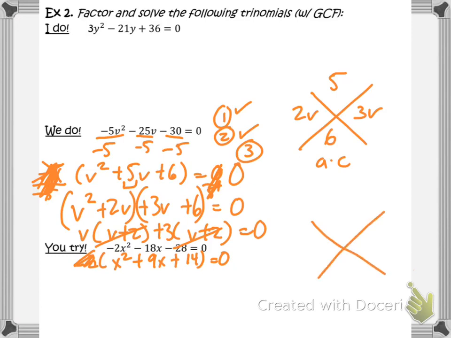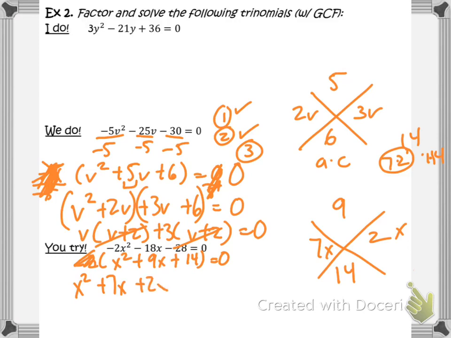Alright, so let's do our magical X puzzle. On the top, what number goes on top? That is correct, that is 9. What number goes on the bottom? A times C, so 1 times 14, which is 14. Now, factors of 14, I have 7 and 2, 1 and 14. Which one's going to combine or add to give me 9? I think it's going to be 7 and 2. So let's rewrite this as x squared plus 7x plus 2x plus 14. If you switch these, you will see at the end that it doesn't matter.